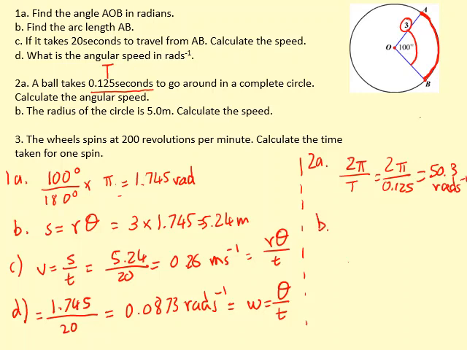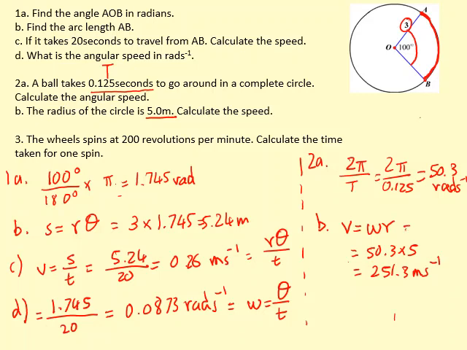Now we turn that into speed. That's how much angle it does per second. To turn it into speed, we have the radius now, 5 meters. A really useful formula to memorize is velocity or speed equals angular speed times radius. So we get 50.3 times 5, which gives us 251.3 meters per second. And that's the speed he goes around the circle.